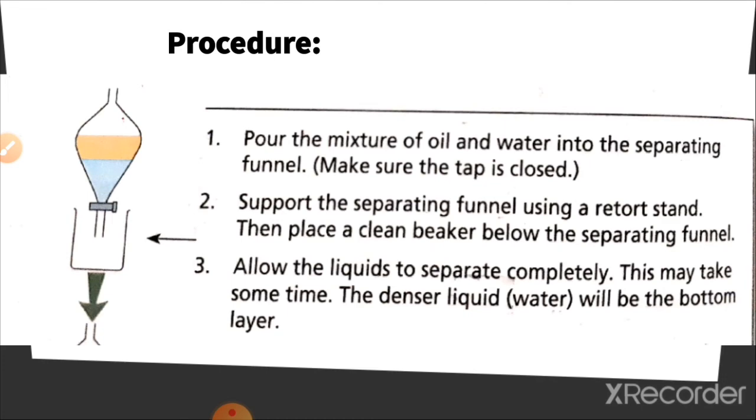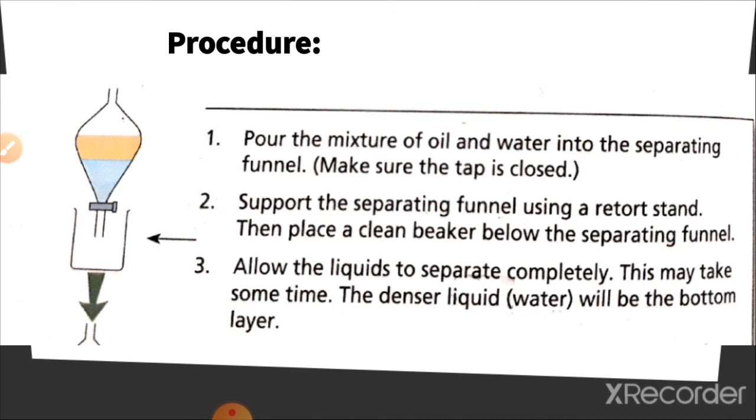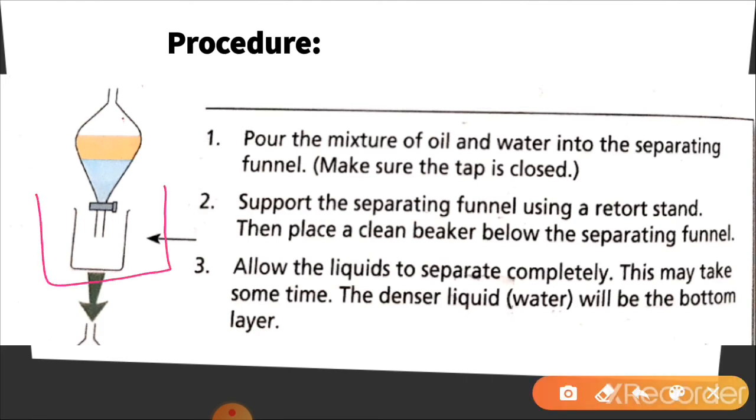Now support the separating funnel using a retort stand, iron stand, iron ring, or a clamp, anything. Then place a clean beaker below the separating funnel. After keeping it stable for 10 minutes, you will open this tap. As you can see, two layers are formed. Open this tap and remove the lower layer. Allow the liquid to separate completely.